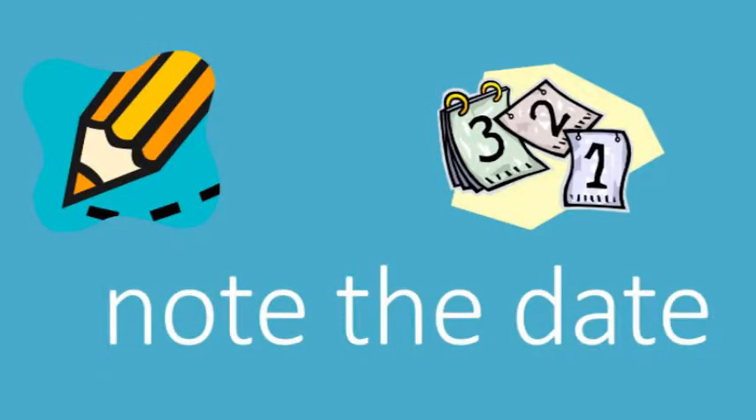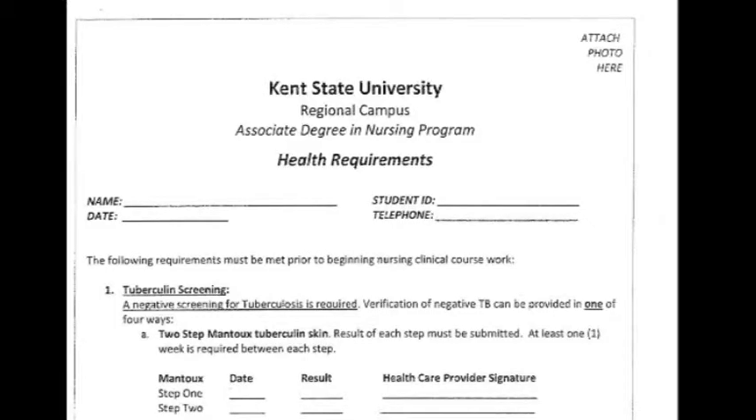First, note the date on the front cover. Plan on making a doctor's appointment at least a month before that. Now let's tackle this page by page. Page 2. The top right corner is asking for a passport type photo.